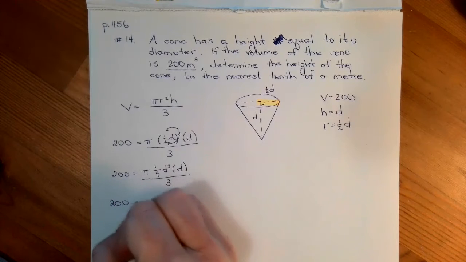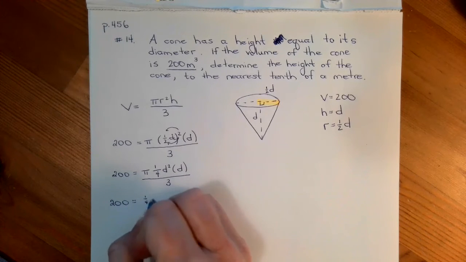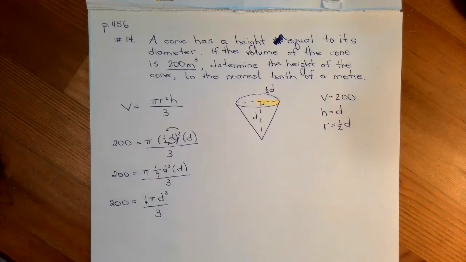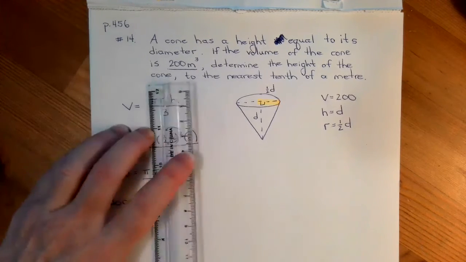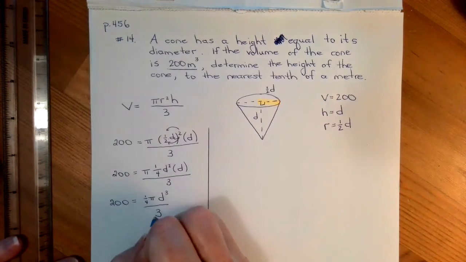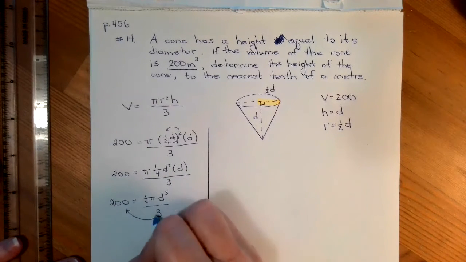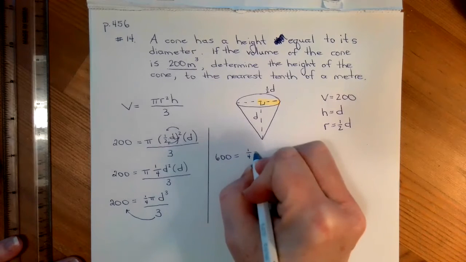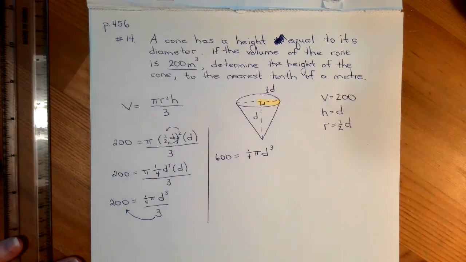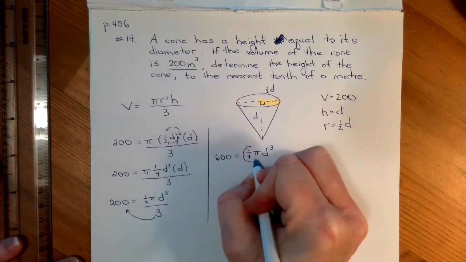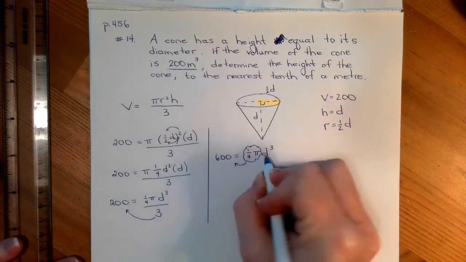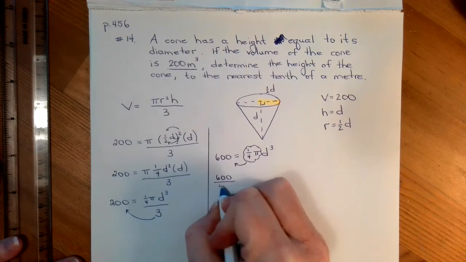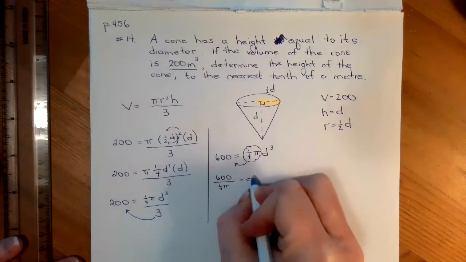So once again, 200 is equal to, I'm going to take the quarter out front, so I have 1/4 pi, and then d squared times d is just d cubed, and all of that is over 3. So now I can take the 3 to the other side. It's going to be 200 times 3, and 200 times 3 is 600, and that's equal to 1/4 pi d cubed. Now I want to take the quarter pi and move it to the other side. It's a quarter pi times d cubed, so when I move it to the other side, I do the opposite operation, which is a division. So it's going to be 600 divided by 1/4 pi is equal to d cubed.